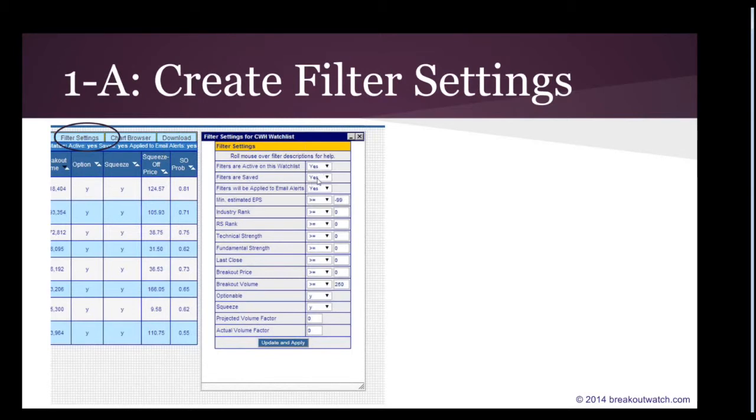I want to save the filters so they don't have to do this every day. And then this one's a real nice one. Filters would be applied to email alerts. And I'll show you how you can also get it as a text message to your smartphone.